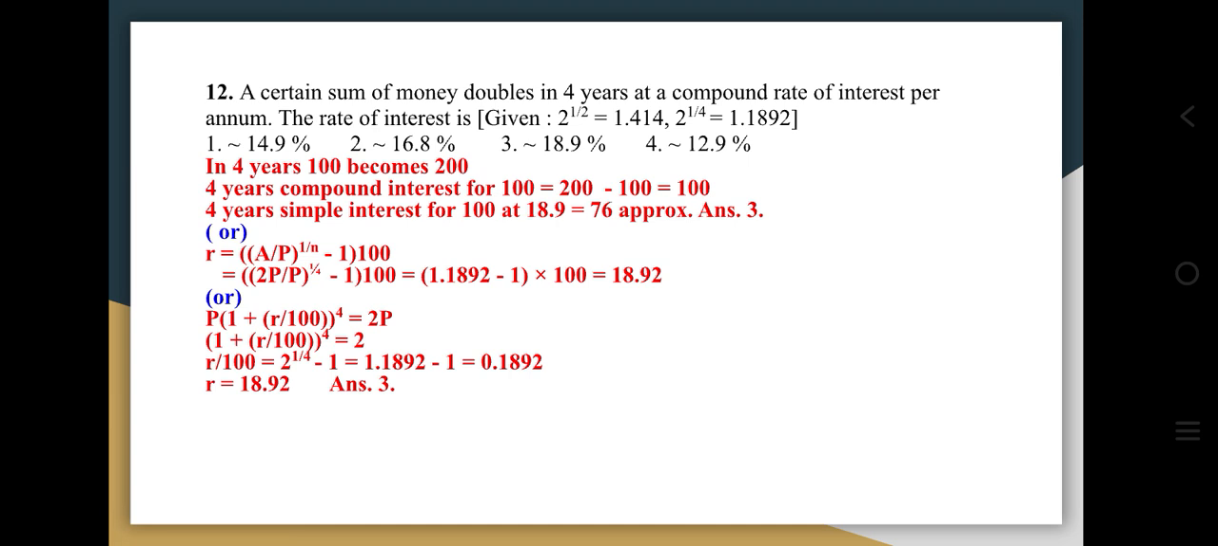Or we can do the problem by the formula. For interest rate, we know R is A by P whole power 1 by N minus 1 into 100. Here the amount doubles in 4 years, so N is 4. A is 2 times the principal amount P. So 2P by P gives you 2. So 2 power 1 by 4, which is given as 1.1892.